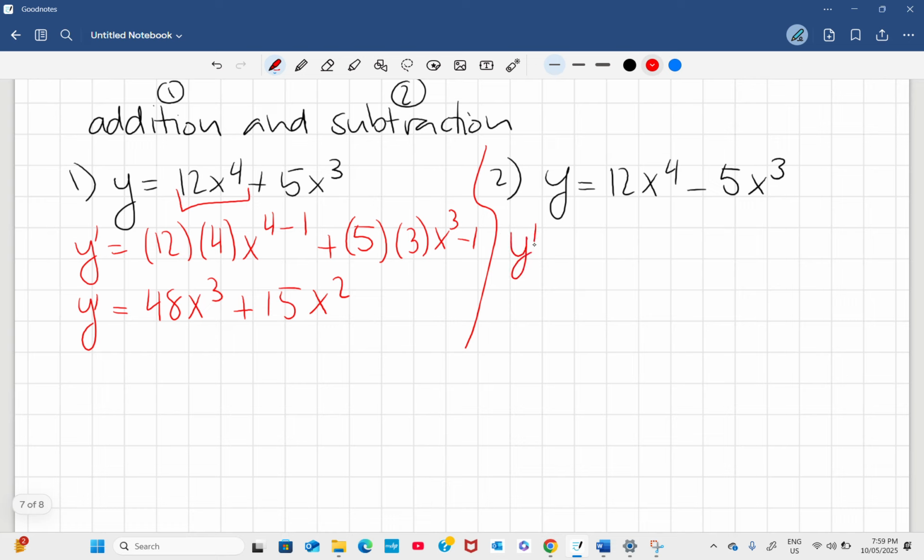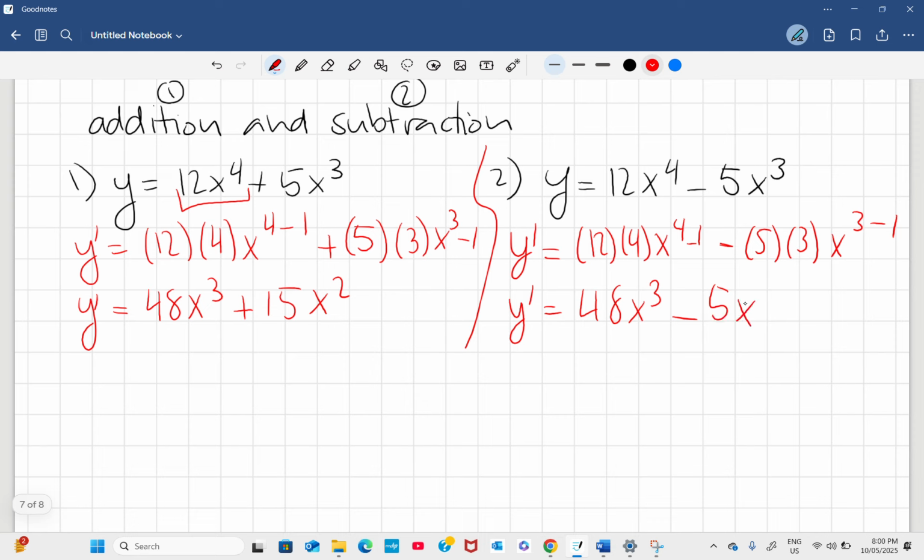Now for this one, it's the exact same thing, just with a negative sign. So 12 times 4, x to the power of 4 minus 1, minus 5 times 3, x to the power of 3 minus 1. I'm going to simplify: 48x to the power of 3 minus 15x squared. So it's the same thing. I just solve normally for them.